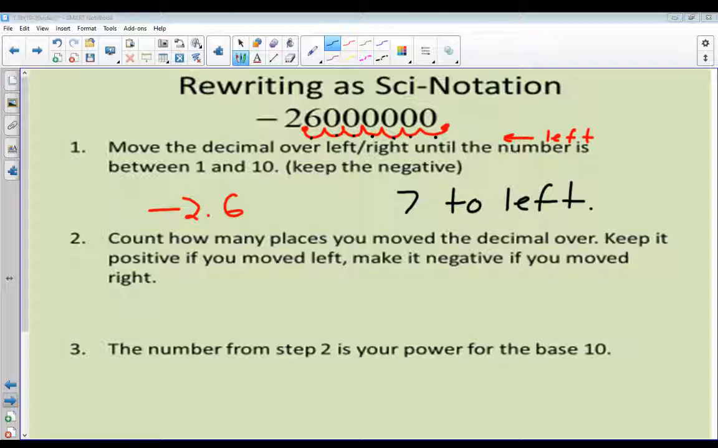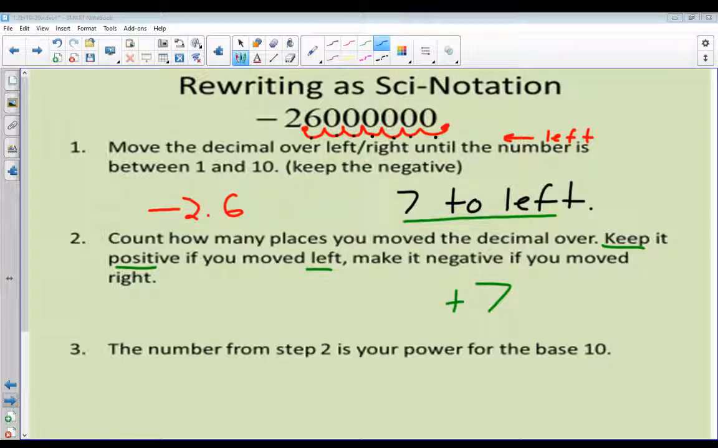All right, so that's step 1. Step 2, count the number of places you moved the decimal over, and we already did that, 7 to the left. The next sentence says, keep it positive if you moved left. And that we did. So in other words, the 7 will stay positive.